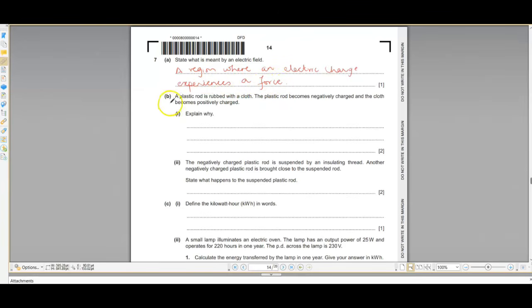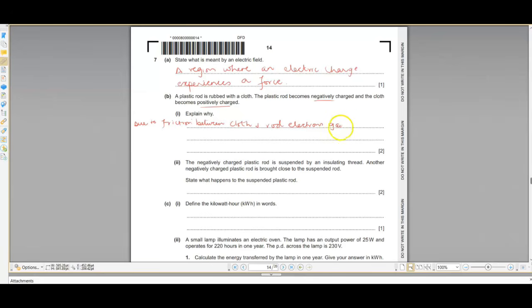Okay, B part. A plastic rod is rubbed with a cloth. The plastic rod becomes negatively charged and the cloth becomes positively charged. Explain why. So if you've got to explain, it's a 2 marks question, that why did it happen and what was the reason for it. So we are going to write the whole thing that due to friction between cloth and rod, electrons are transferred.